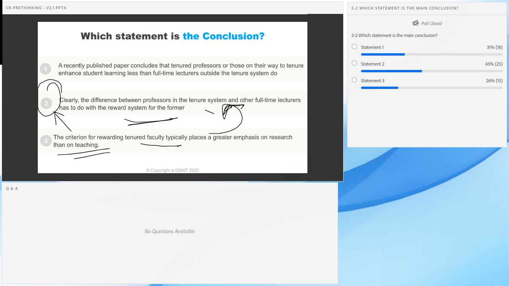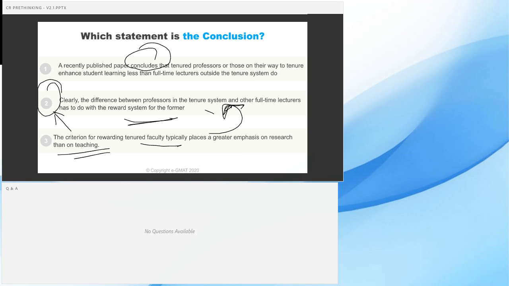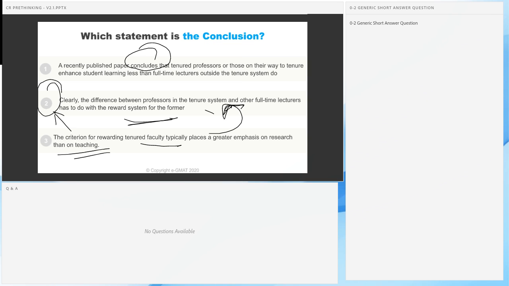A lot of people choose statement 1 because you have this word concludes over here, and they think the word concludes exists, so it must be a conclusion. Now remember, in an argument, your conclusion is always by the author of the argument, not someone else. Okay. Statement number 1 is purely a fact. It sets the context for this argument. It's the foundation on which the argument is built.